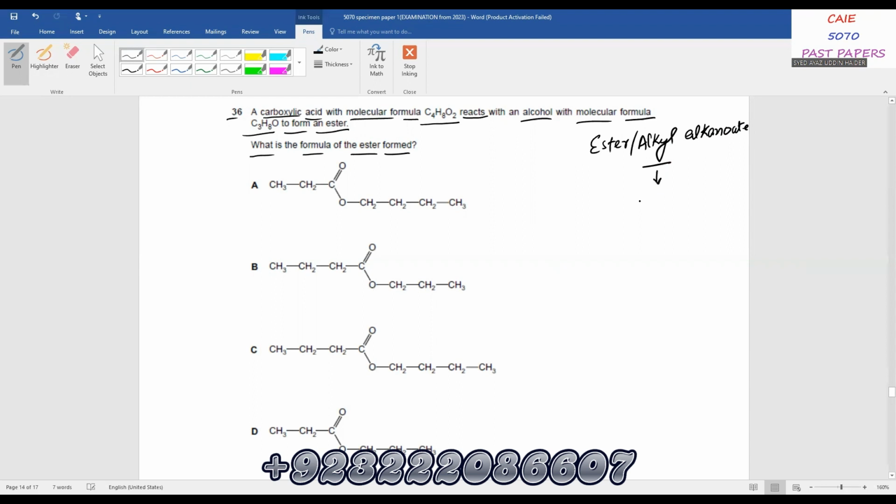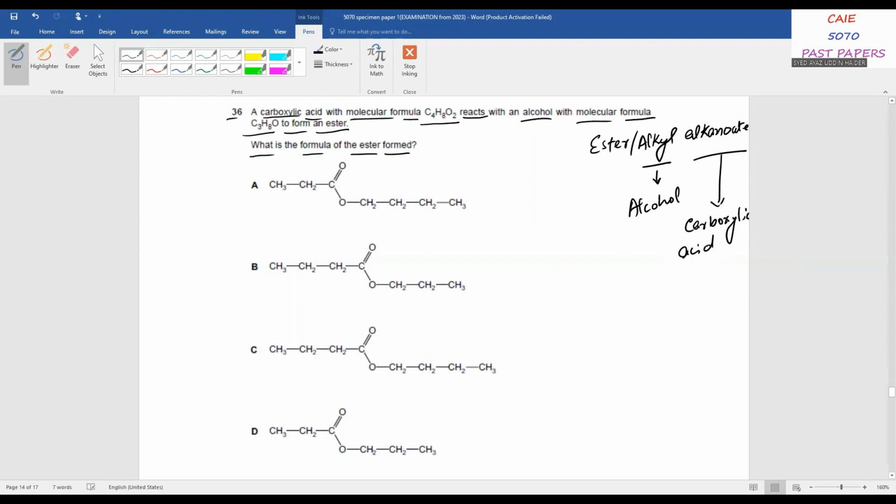Remember, alkyl is coming from alcohol. The alkyl group is coming from alcohol. Alkanoate is coming from carboxylic acid. Now look at the formula of carboxylic acid here. It's C4H8O2, so it must be butanoic acid. And for alcohol, the formula is C3H8O, which means the alcohol must be propanol.